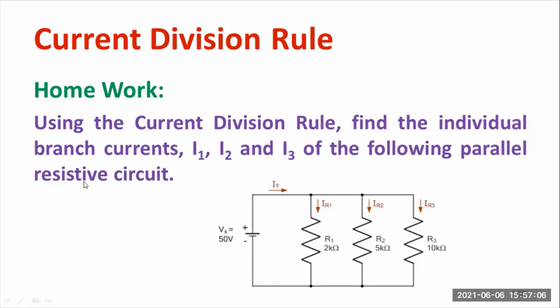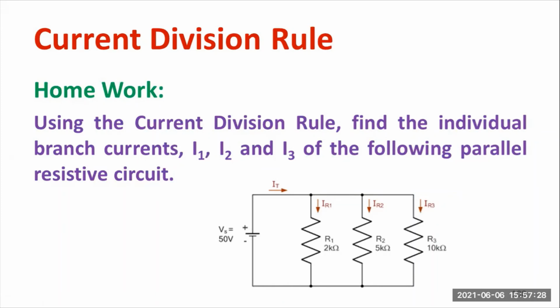I'll be giving a question using the current division rule. Find the individual branch currents IR1, IR2, IR3 of the following parallel resistive circuit. First you calculate the total resistance. IT has to be computed. What is the value of IT? Voltage divided by total resistance. Three resistances are in parallel, so you can use the R equivalent formula.